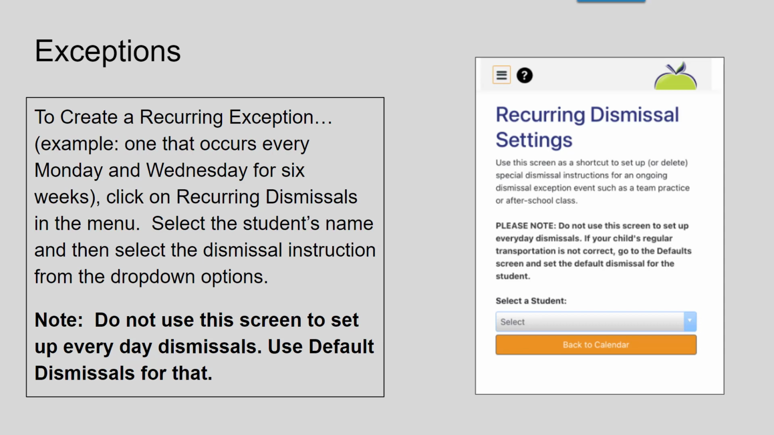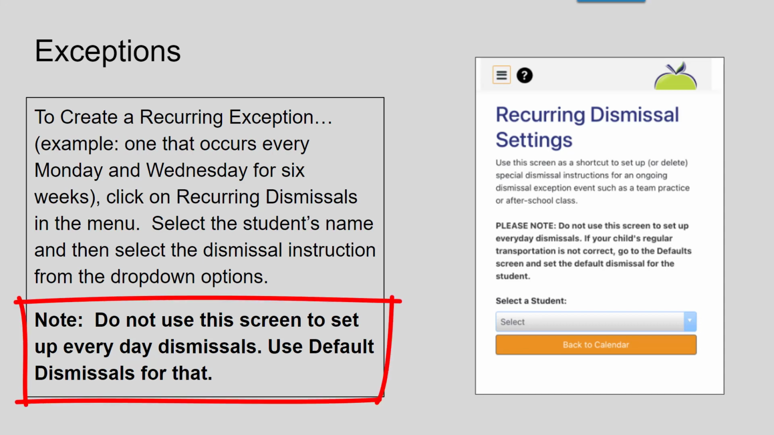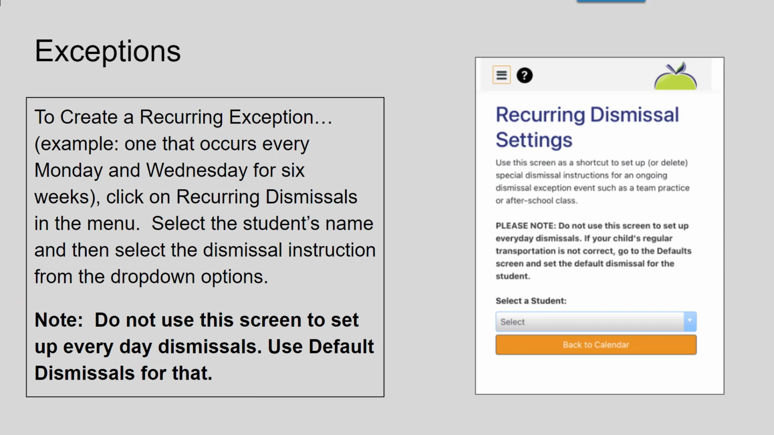To create a recurring exception, for example, one that occurs every Monday and Wednesday for 6 weeks, click on Recurring Dismissals in the menu. Select the student's name, then select the dismissal instruction from the drop-down options. Note: do not use this screen to set up everyday dismissals. Use default dismissals for that.